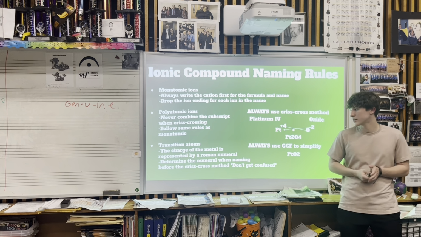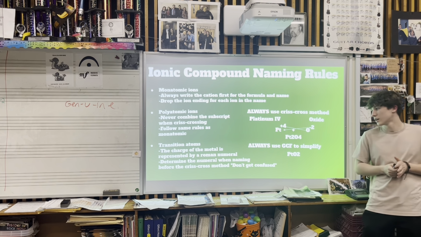And then with transition metals, the charge of the metal is represented by a Roman numeral, except for 3 exceptions. And then determine the numeral when naming before the crisscross method. Don't get confused. So here's a quick example of the crisscross method. I also used it in some other worked examples.